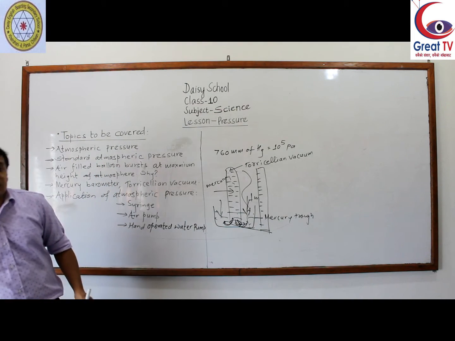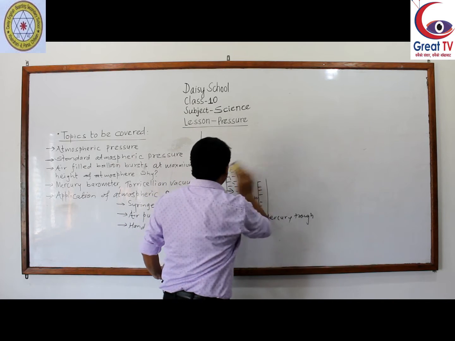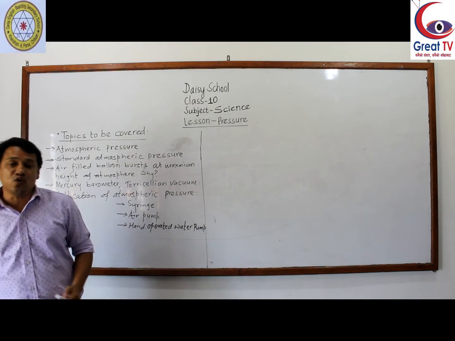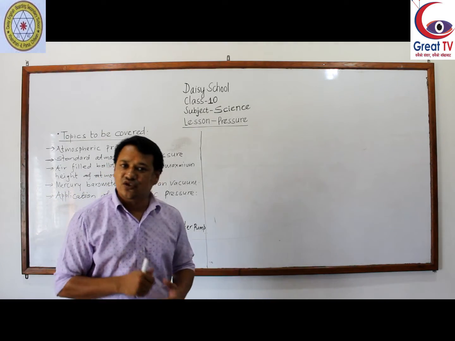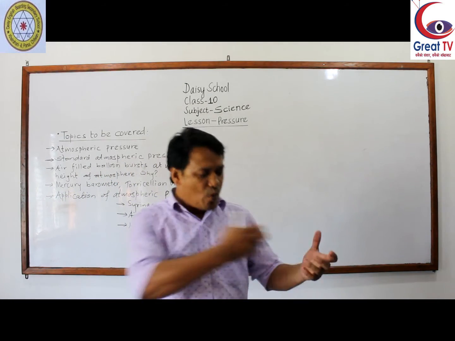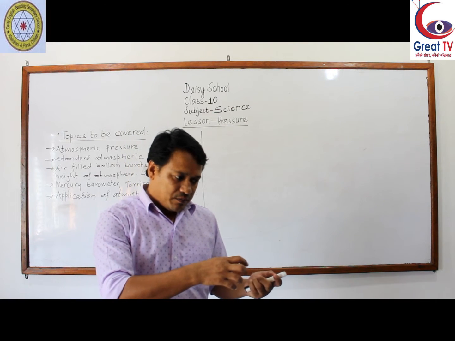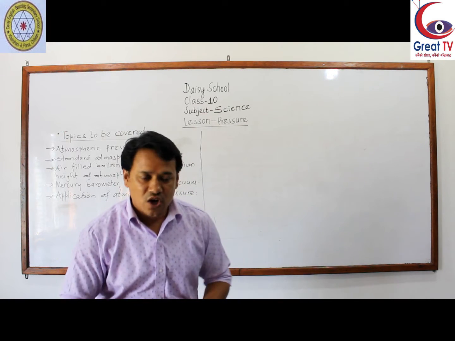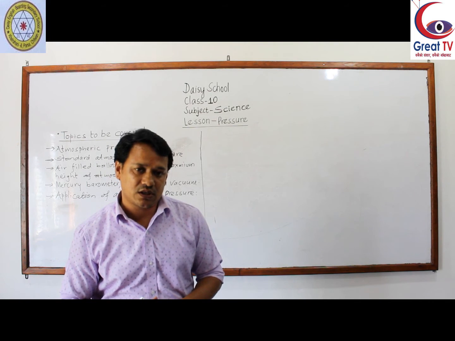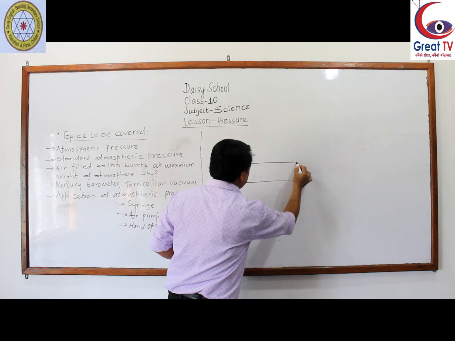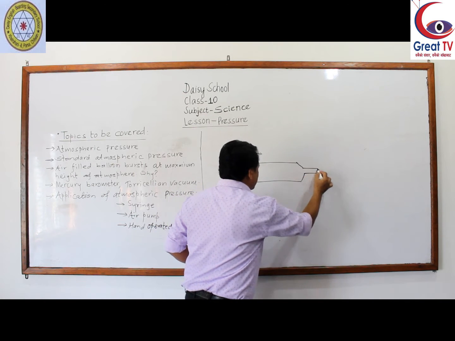You know, a syringe is a medical instrument. It is used to inject medicine into the patient's body or to pull blood from the patient's body. How is it possible to pull the medicine or blood into the syringe? It is possible because of atmospheric pressure. Let's say this is a syringe.